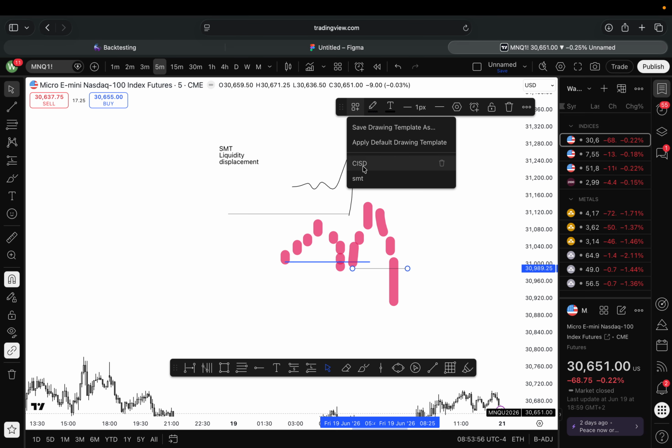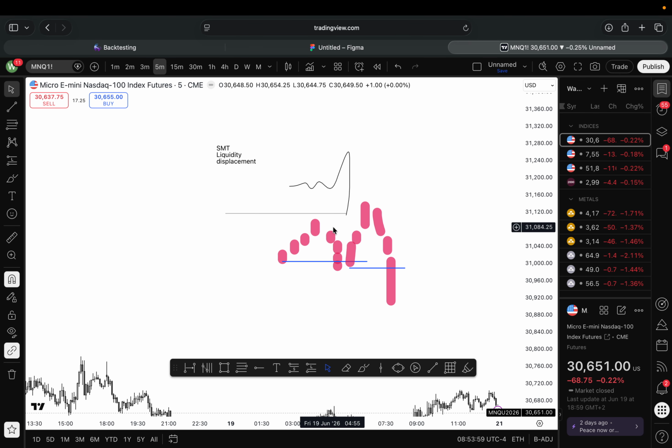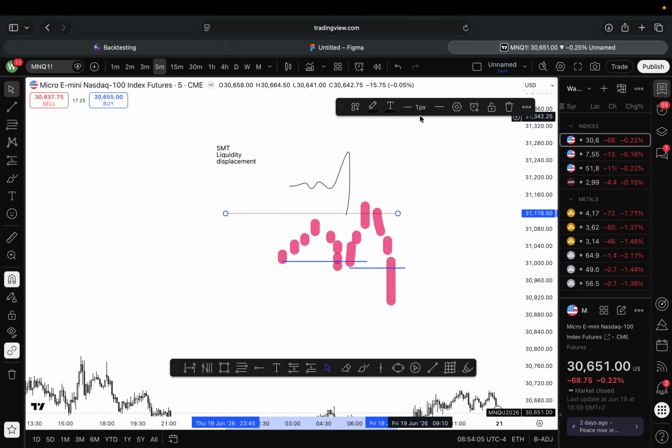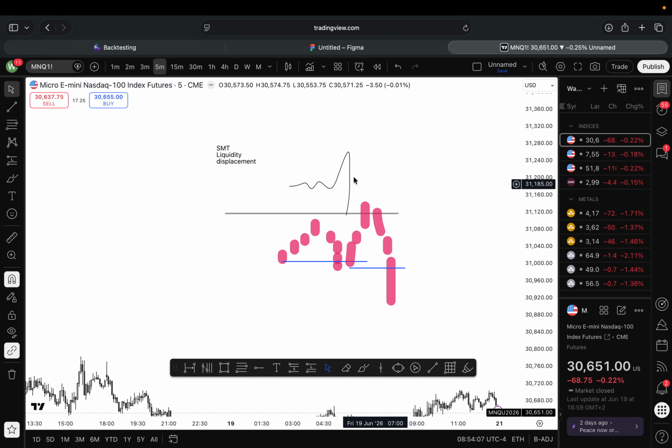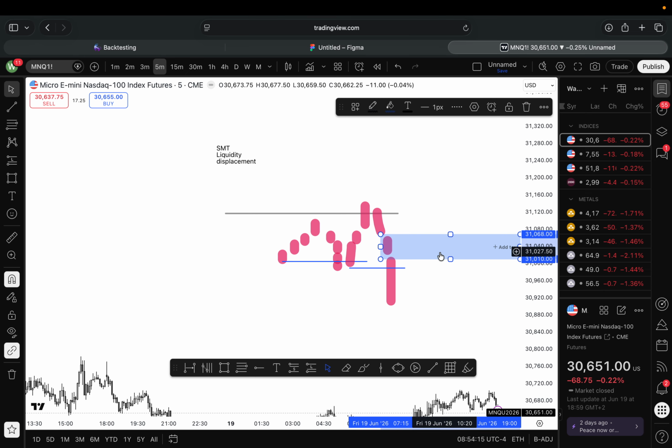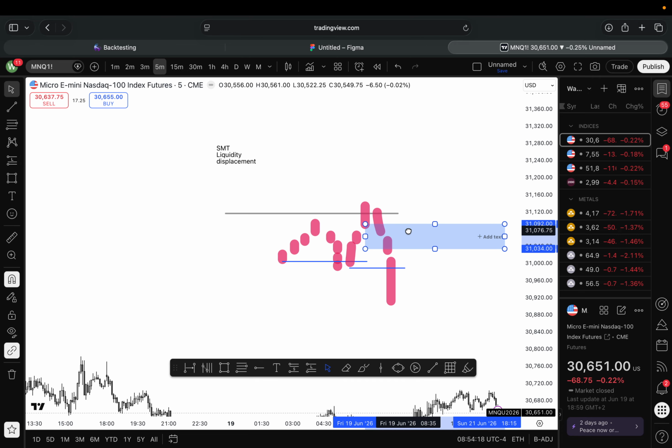Okay, so now our new change in the state of delivery will be right here, right? And that is our valid one because price taps into our PD array. Okay, let me make it thicker. Taps into our PD array. Then we get our displacement. Our displacement will be here, or up here, or down here, wherever, right?